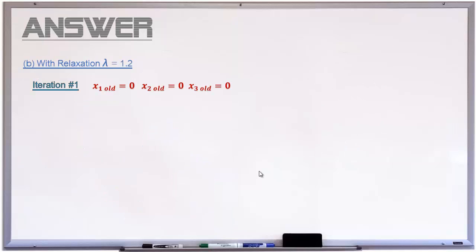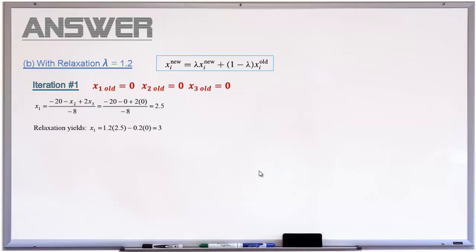For the case of relaxation, the only difference here is that we modify the new values as follows. We get x1 as we did before, which is 2.5, and then we substitute in this equation, that is the new value of x1 times lambda, that is 2.5 times 1.2, plus 1 minus lambda, that is negative 0.2, times the old value of x1, which is 0. So the new value of x1 is 3.